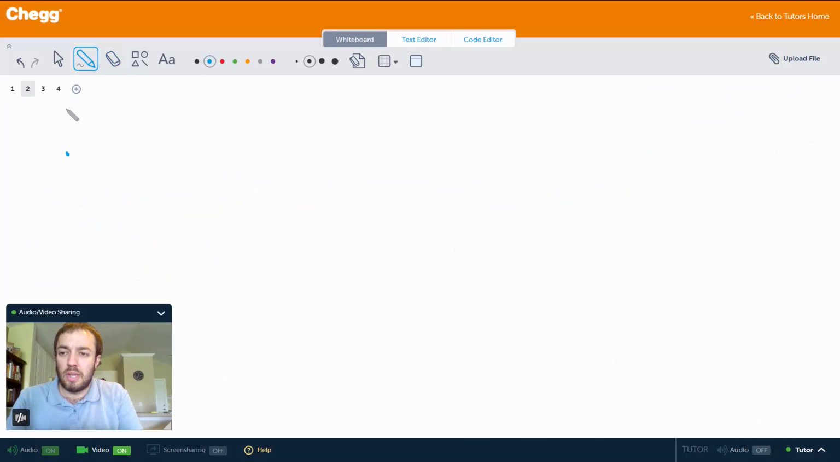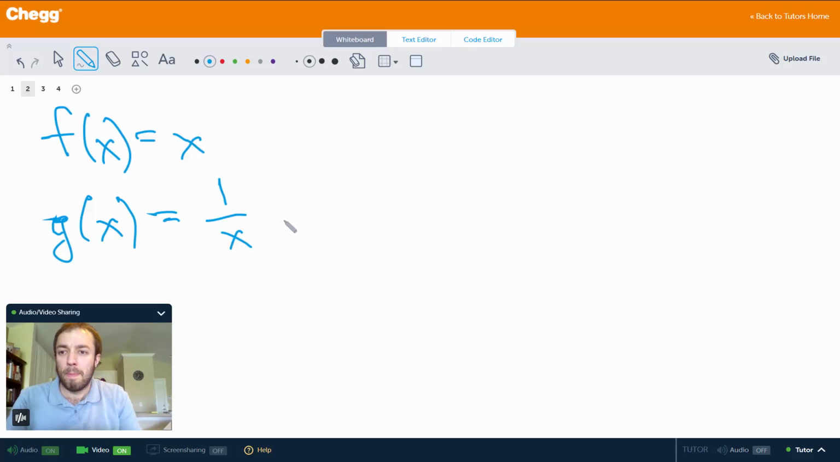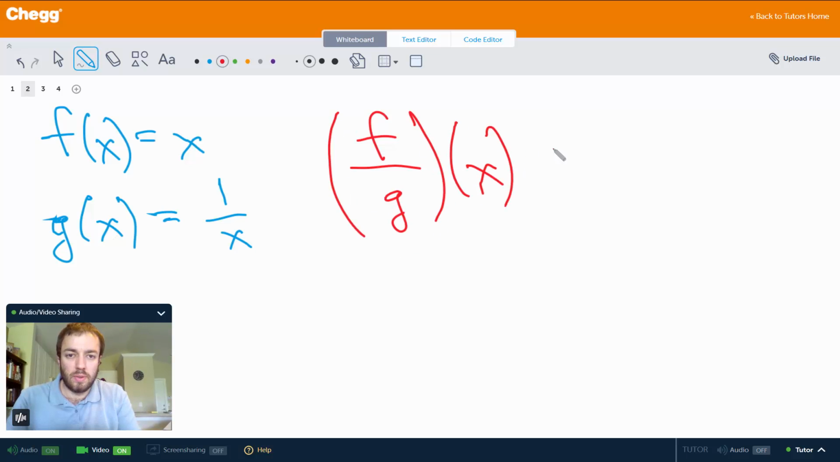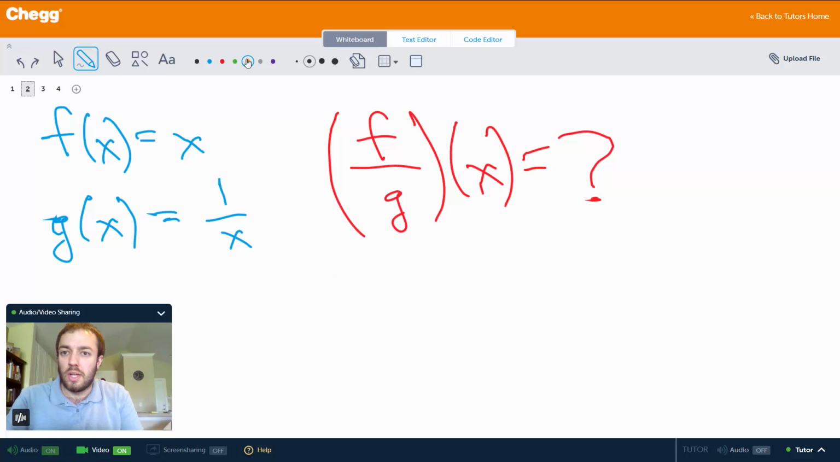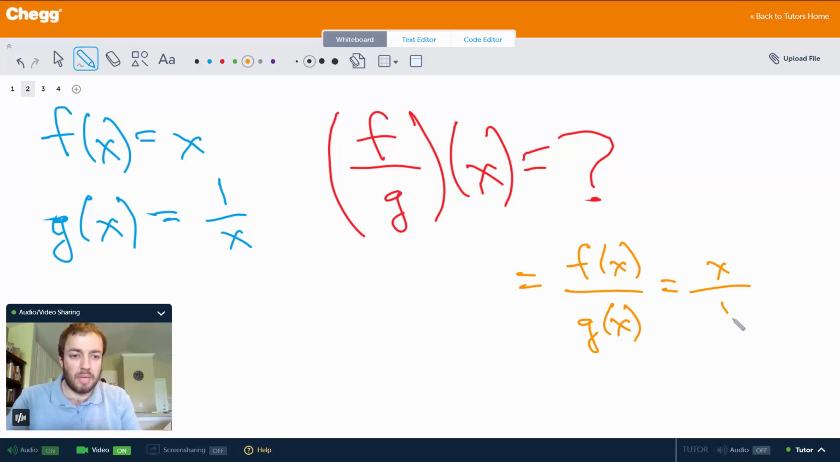So let's say we have f of x equals x, and g of x equals 1 over x. Now, what is f divided by g of x? Well, if we remember our notation here, f divided by g of x just means f of x divided by g of x, right? So this is just equal to f of x divided by g of x, which is x divided by 1 over x.